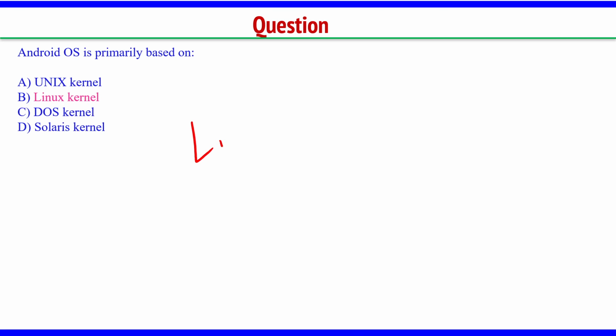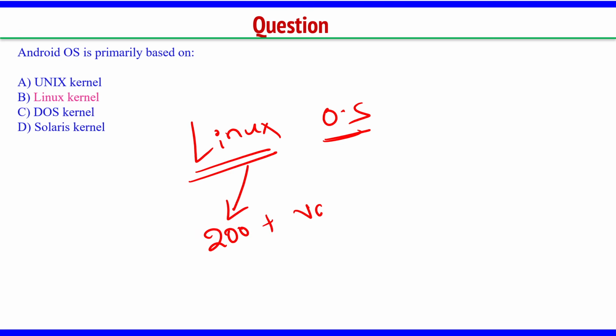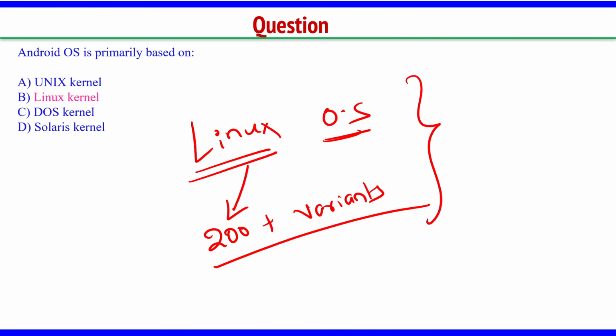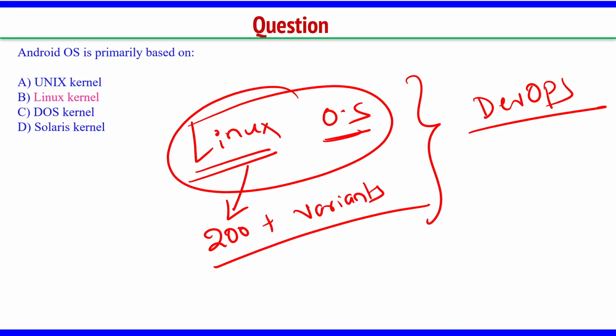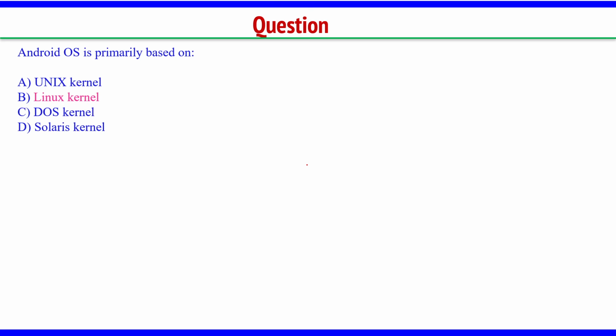Remember that Linux is a very important and very powerful operating system. There are 200 plus different variants of Linux operating system, right? If you watch some video in my YouTube channel, in the DevOps course, there is one playlist DevOps. You can find one video about the Linux operating system, where I have talked in detail about these variants, right? If you are interested, you may watch that video. But for the Android operating system, which we have in mobile, internally it uses Linux kernel.